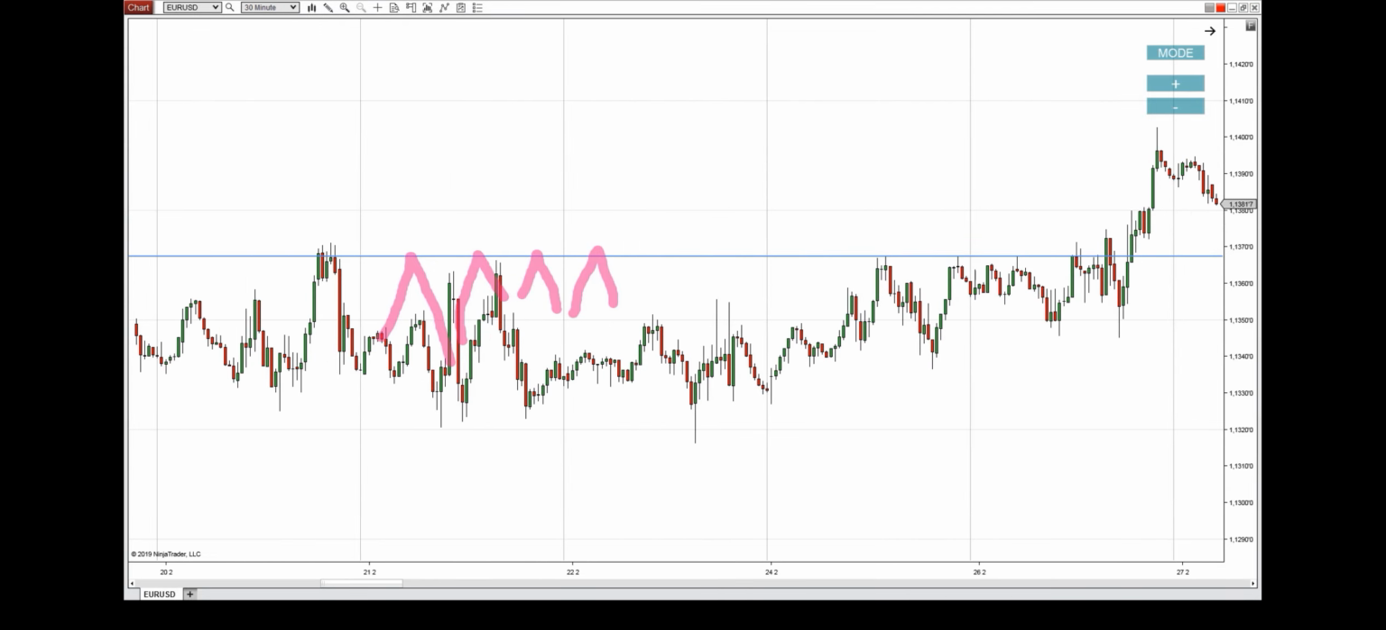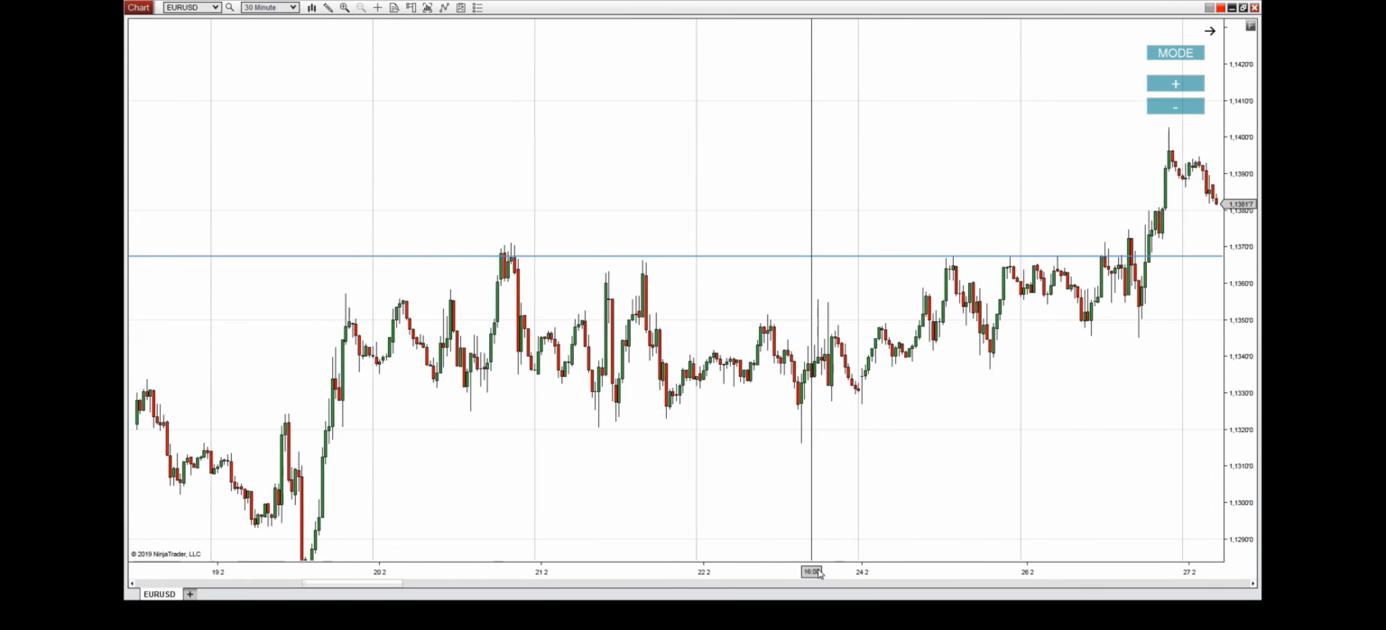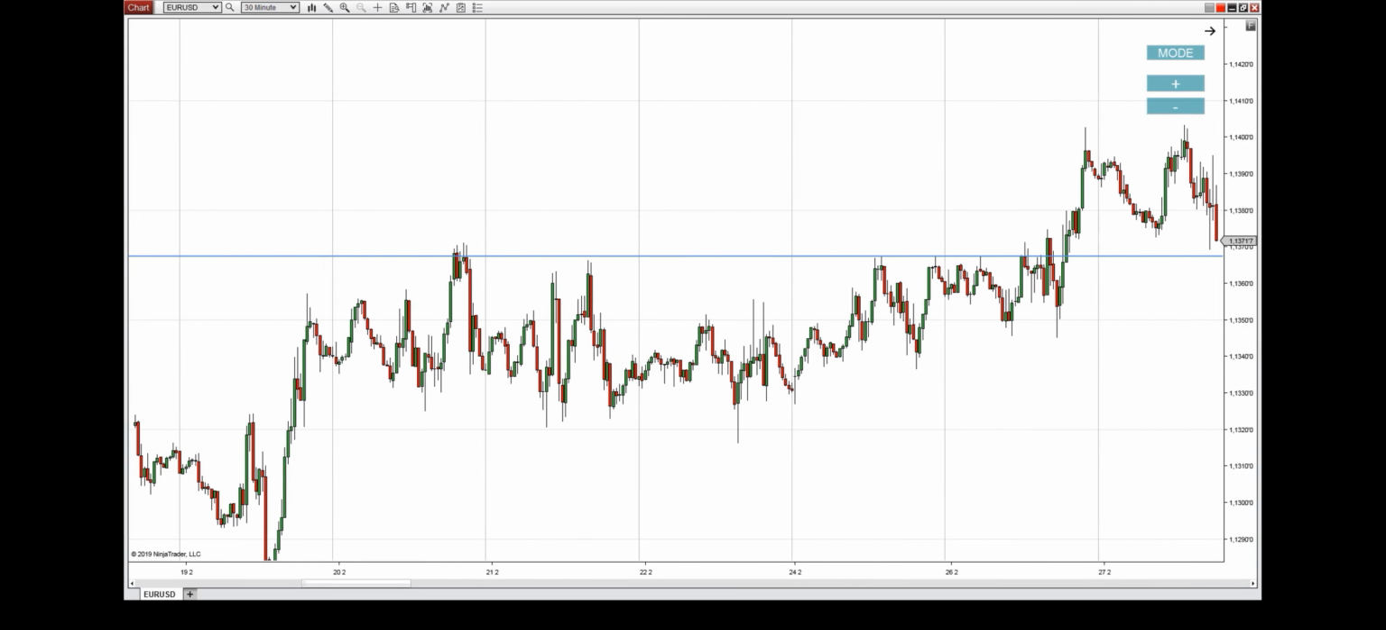There were more of them. So let me move the chart like this. Rejection of higher prices in here. All those rejections basically reject the same price level, this one.